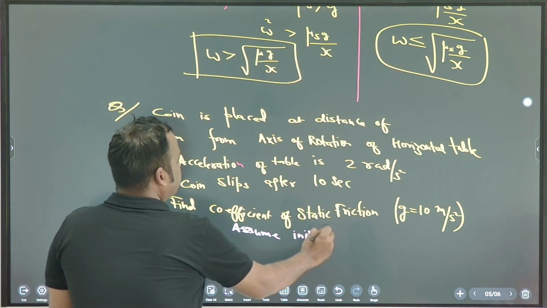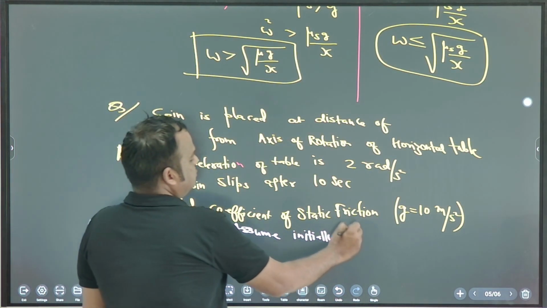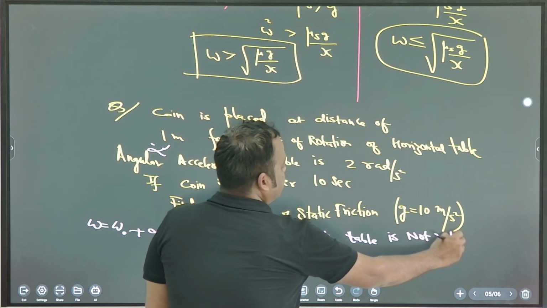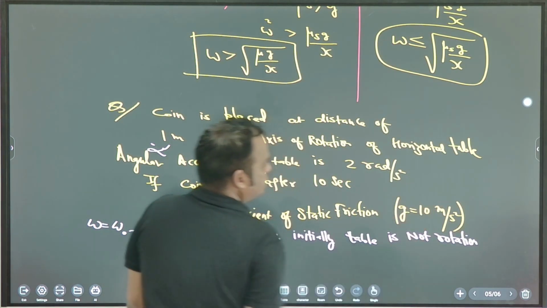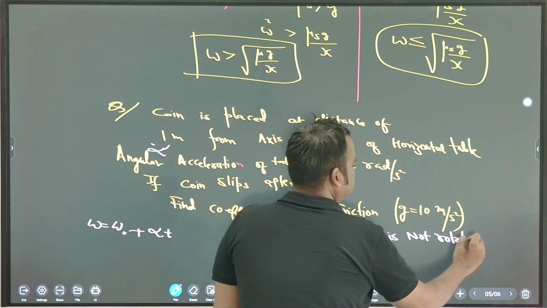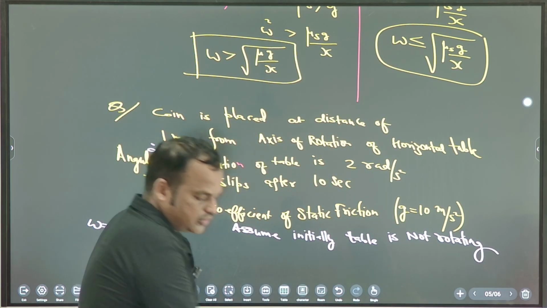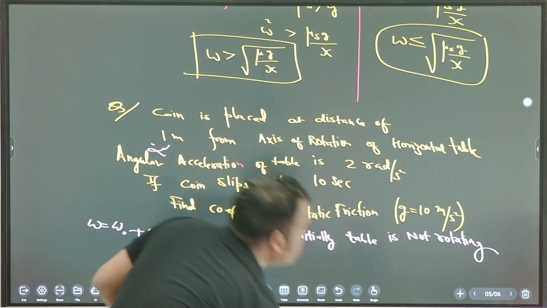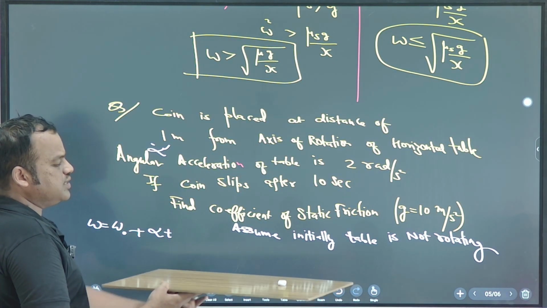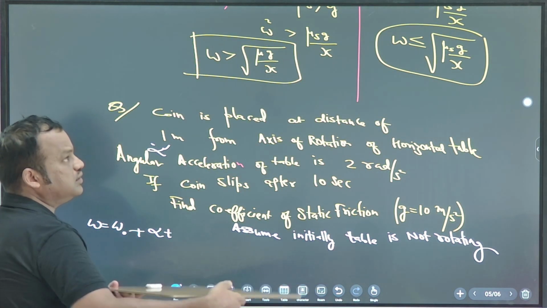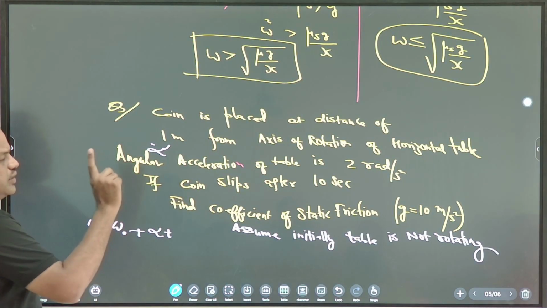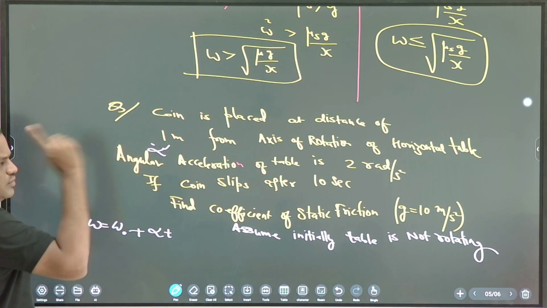Assume initially the table is not rotating. So this is the table. What is the initial omega right now? 0. Now omega is increasing, like a fan. Omega is increasing like this. Understood?